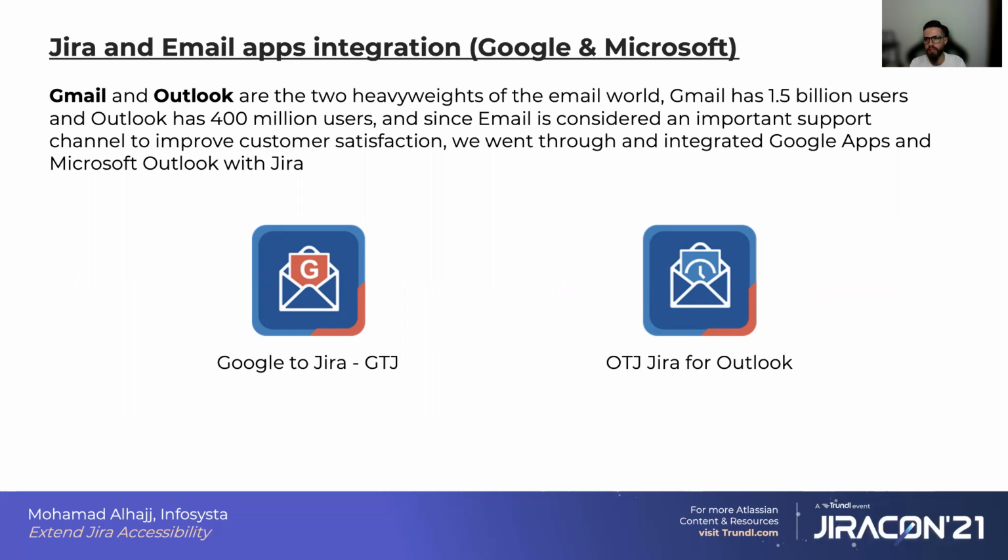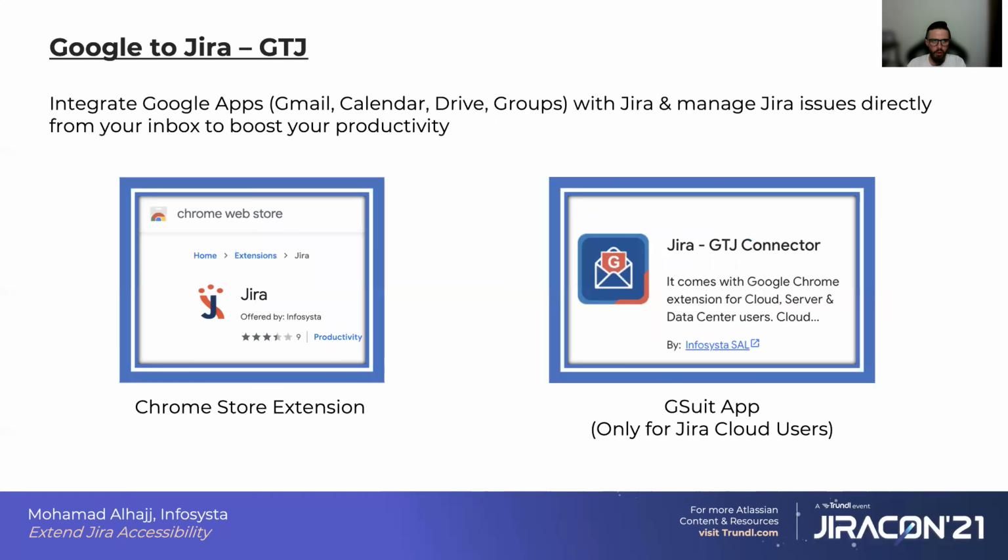So here we have two different products on Atlassian Marketplace, which are Google to Jira, G2J, that integrates with Google Apps, and OTJ, Jira for Outlook, that integrates with Microsoft products. So let's start with Google to Jira, G2J.